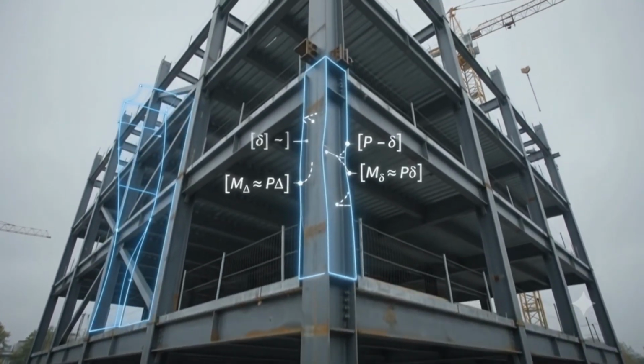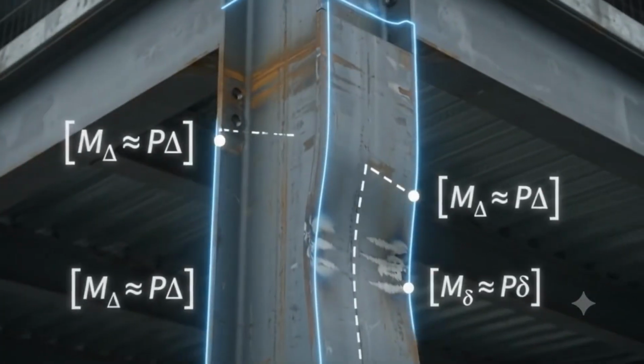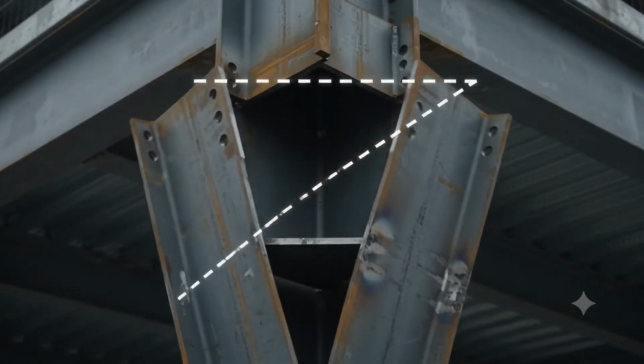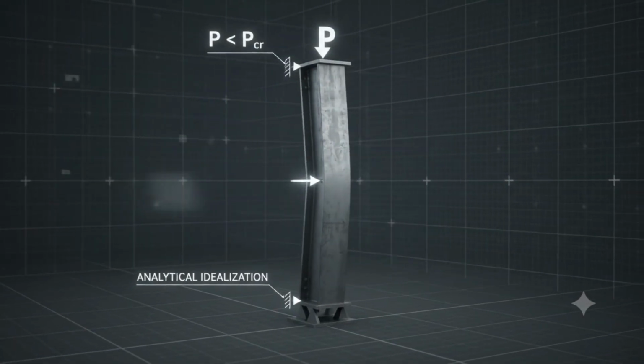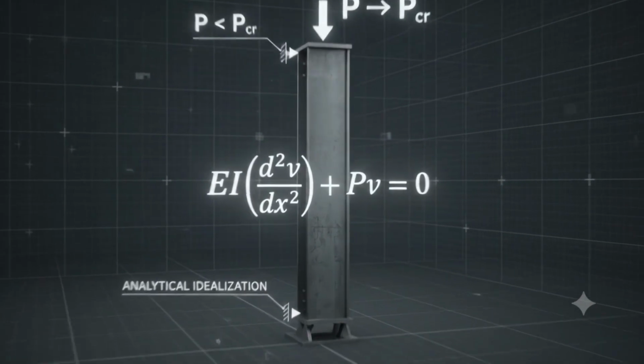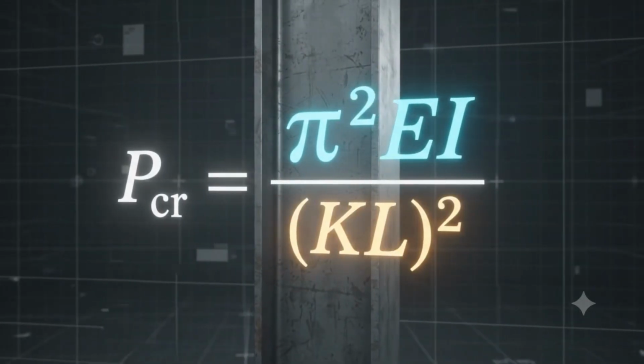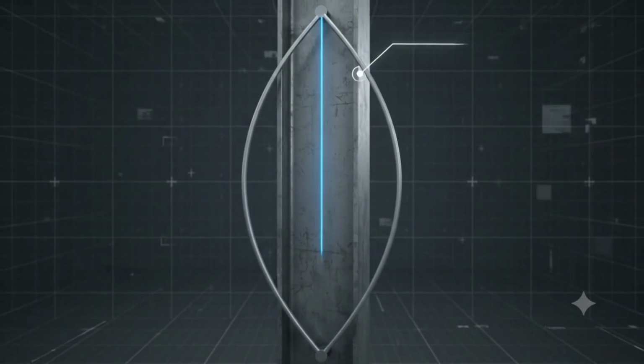P delta follows the sway of the frame within the member. Both allow axial force to generate additional bending. For an ideal elastic column, stability has a critical threshold. Euler showed that the critical load rises with bending stiffness, but falls with the square of effective length.